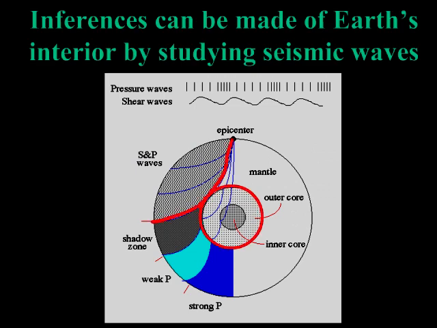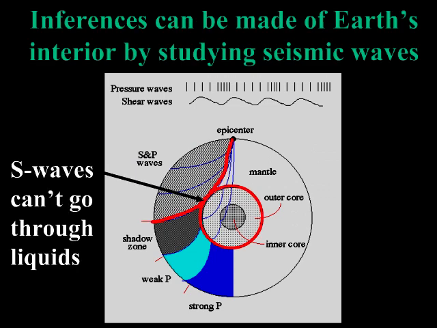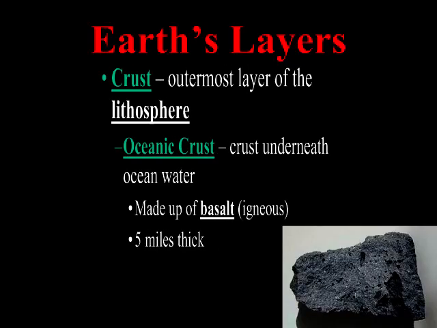Now inferences can be made of Earth's interior by studying seismic waves. For example, we can determine how dense the material is at each layer. We can also determine whether or not they're solid or liquid. This is why we think the outer core is liquid, because of the seismic waves. And if we know the density and whether it's solid or liquid, we can infer other things. For example, composition and also the pressure.